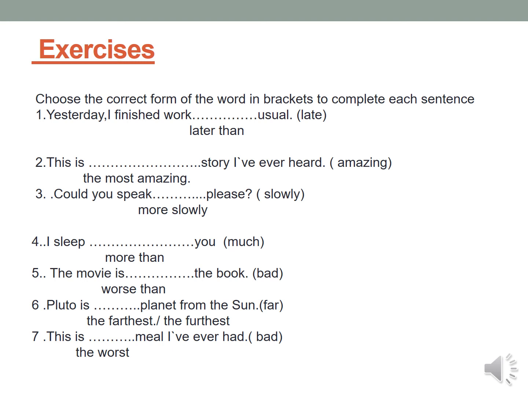The next one, Pluto is space planet from the sun, between brackets we have far. Make it what? The farthest or the furthest. Pluto is the farthest or the furthest planet from the sun. We have this is space meal I've ever had, between brackets bad. So we say what? This is the worst meal I've ever had.